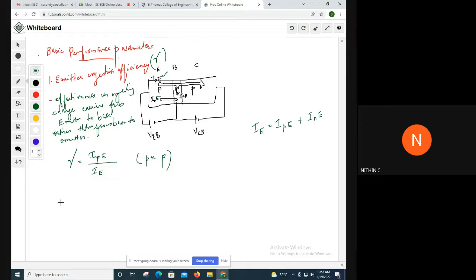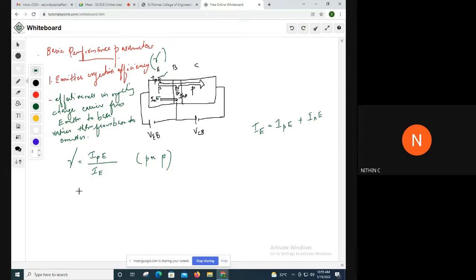So how do we define this? It is the ratio of the emitter current due to holes injected from emitter to base to the total emitter current. IPE is the emitter current due to holes injected from emitter to base, divided by the total emitter current. That is what we call emitter injection efficiency.